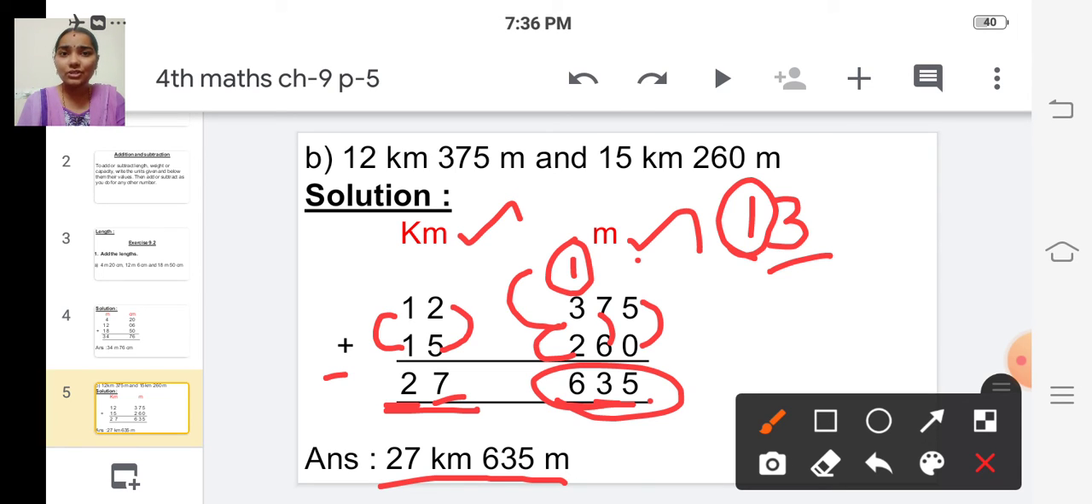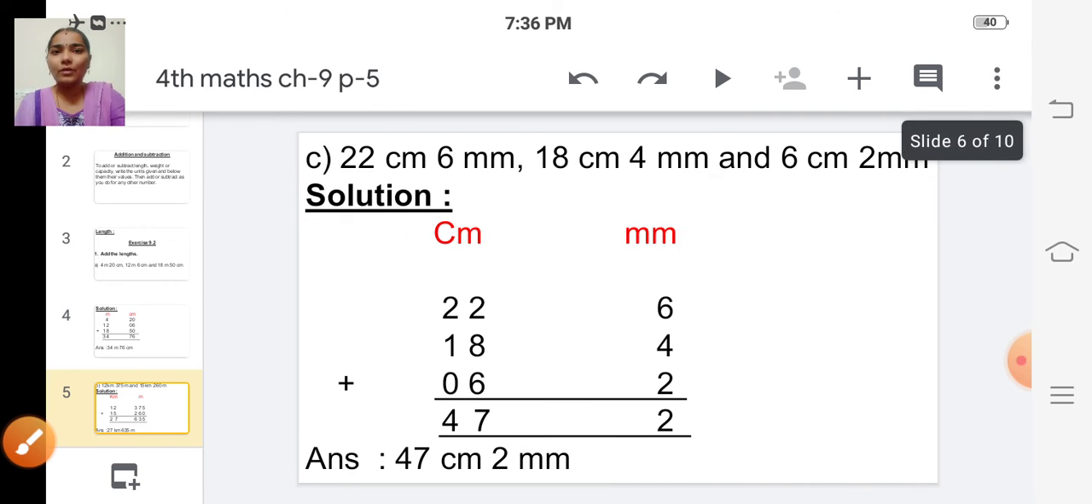Have you all understood, children? Yes. It is very easy. It's just like normal addition. Okay. The only thing is you have to separate the units. Okay. So we will do one more problem in length.